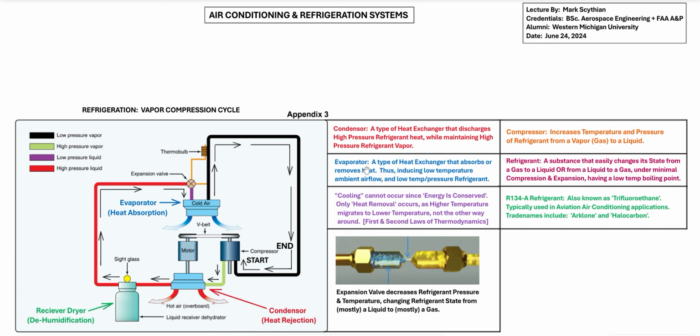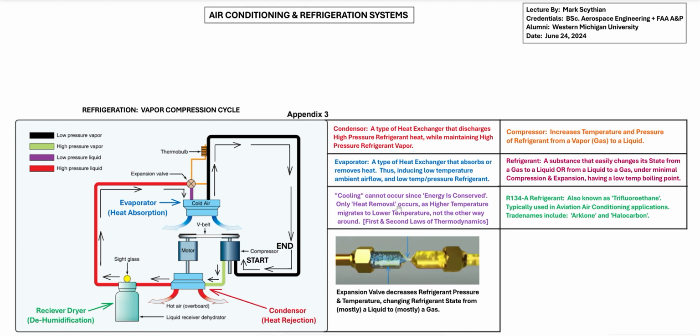Next, we have the evaporator. This is another type of heat exchanger that absorbs or removes heat, thus inducing low temperature ambient airflow and low temperature and low pressure refrigerant. So that's upstream past the receiver dryer, and by the time we reach the evaporator, we then have an expansion valve, which we'll cover in a moment, but we have ultimately the absorption of heat.